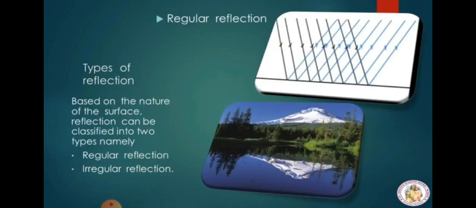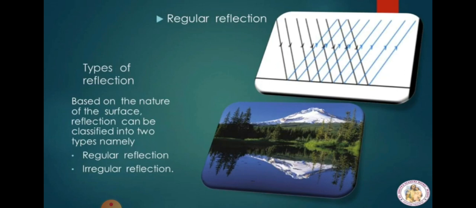Types of reflection. You have learned that not all bodies can reflect light rays. The amount of reflection depends on the nature of the reflecting surface of a body. Based on the nature of the surface, reflection can be classified into two types. They are regular reflection and irregular reflection.